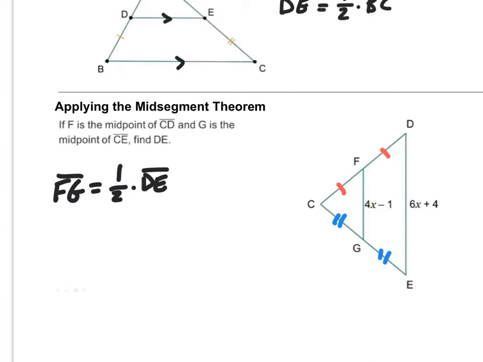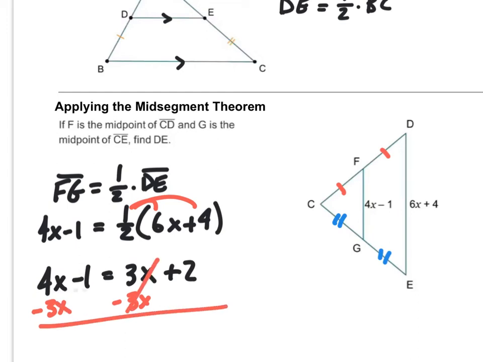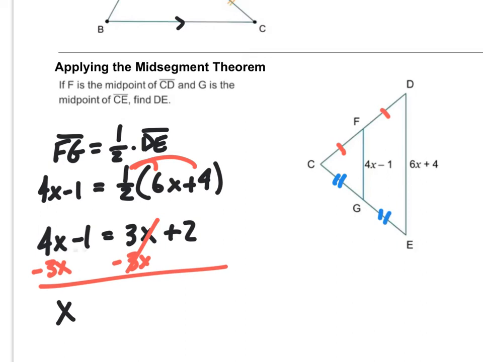So FG is 4x minus 1, okay? And I know that that's 1/2 the length of DE, which is 6x plus 4, okay? And let's go ahead and solve this for x so I can find what DE is. So I'm going to go ahead and distribute this 1/2, all right? And so I get 4x minus 1 is equal to 1/2 times 6x is 3x, and then half of 4 is 2. Okay? So then I'm going to subtract 3x from both sides, all right, so I can solve for x. Those cancel out. I'm left with just a single x on the left side. x minus 1 is equal to positive 2. If I add 1 to both sides, then I get that x is equal to 3.